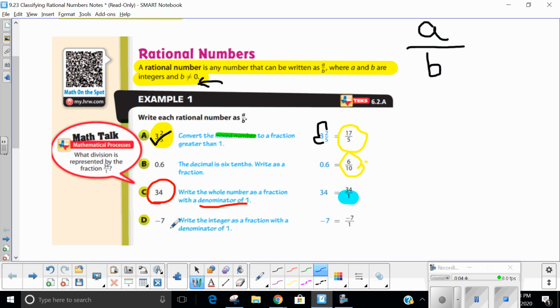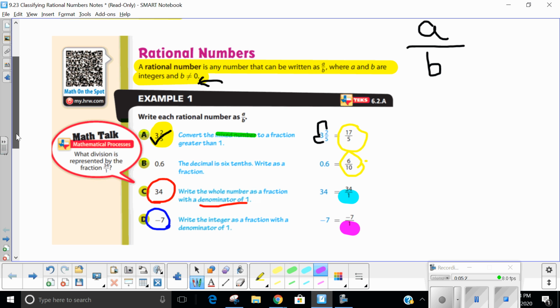Okay, now how about -7? So when we look at -7, that's actually an integer because it's a negative whole number. So how do we make that into a fraction? Well, we have to keep the negative sign, but just like we did with the number 34, all we have to do is put it over 1, and that makes our integer in the form of a fraction, which is the definition of a rational number. Okay, so that was just a brief review from last year.